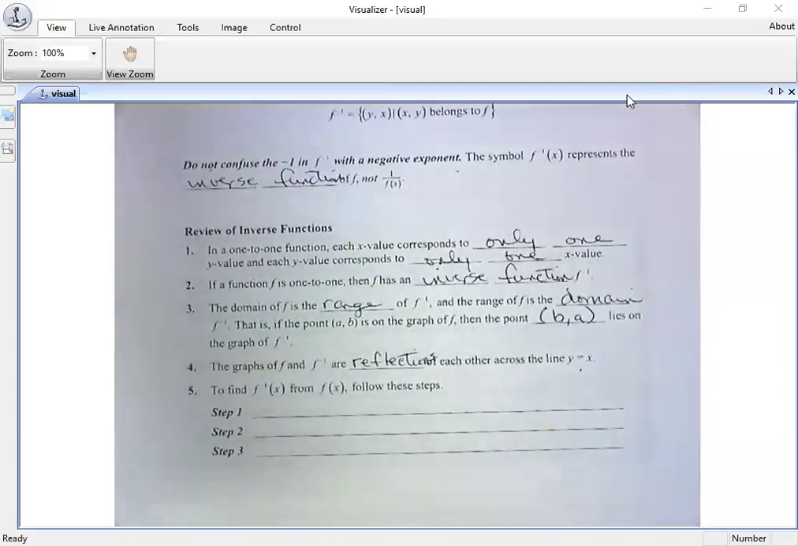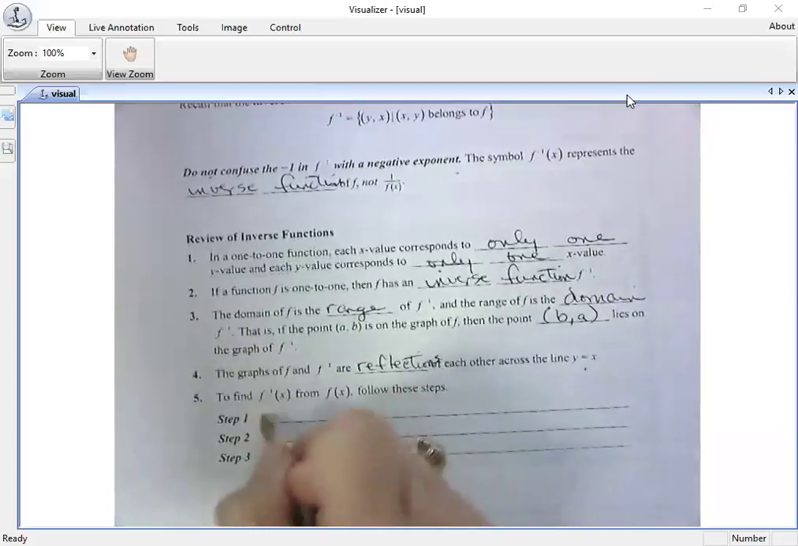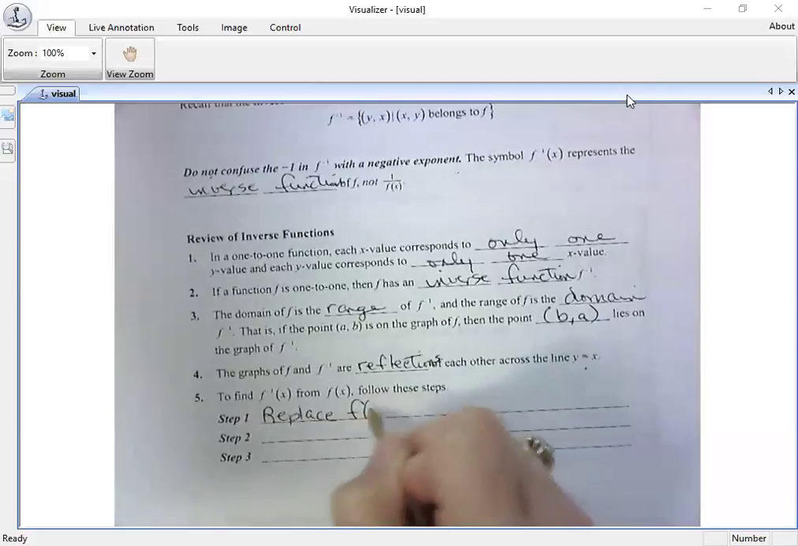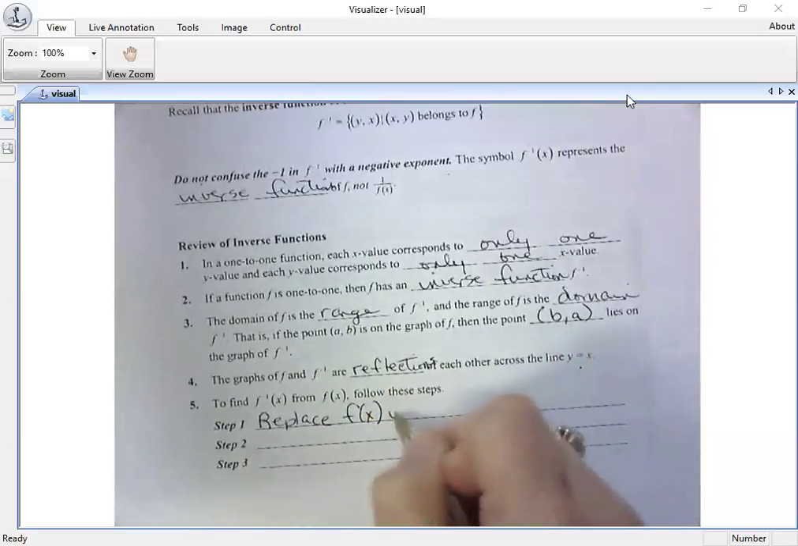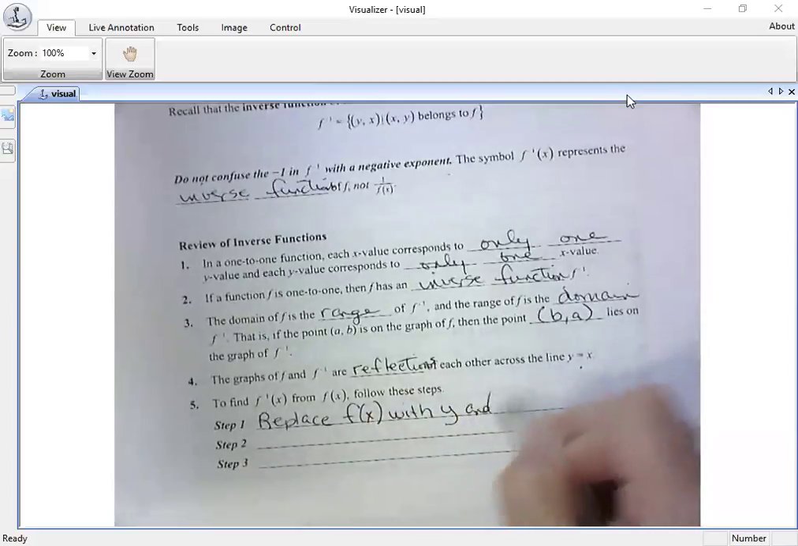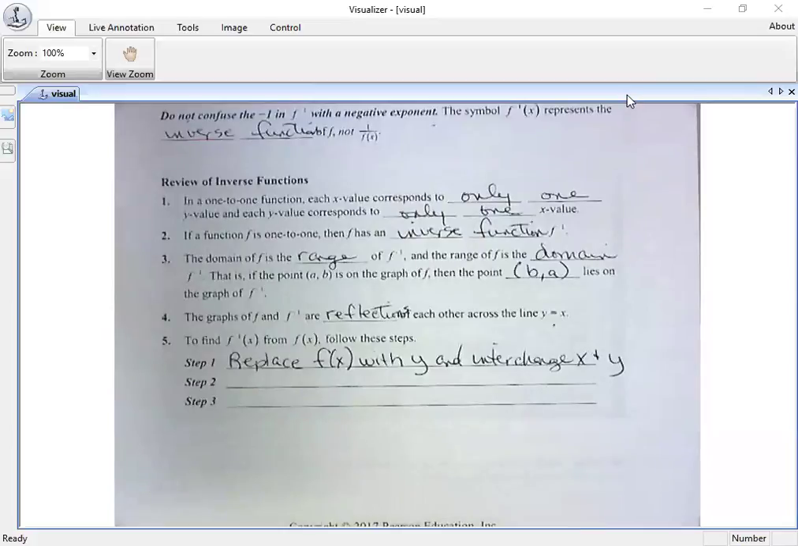Now, here's how you would find your inverse function. First thing you got to do is what with x and y? Switch. There you go. So we are going to replace our f of x, if it's written in function form, with y. So I see an x and a y, and I will switch or interchange x and y. And if it's easier to write down the word switch instead of interchange, feel free to do that.